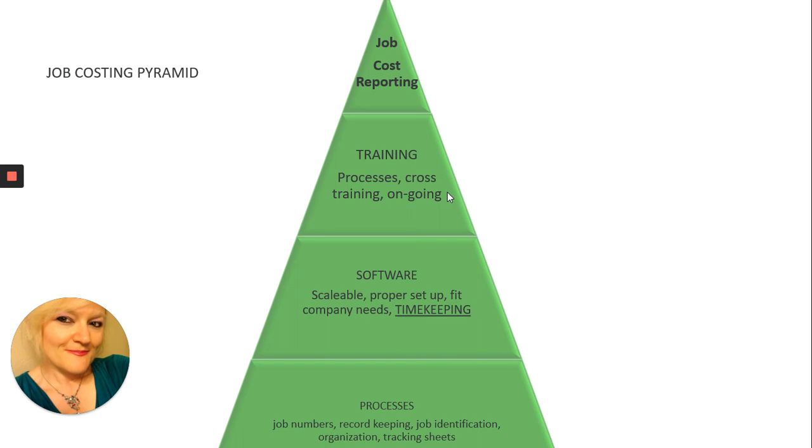All of these three things are the key to getting to that top level of the job costing pyramid, where we want job cost reporting. And job cost reporting is supported by all of the things underneath it: the processes, the software, the training. That's why I created this pyramid, to have a visual representation of what it takes to actually get really good job cost information.